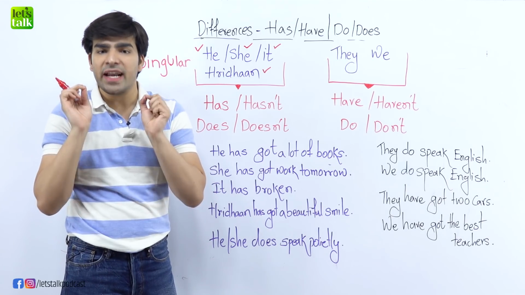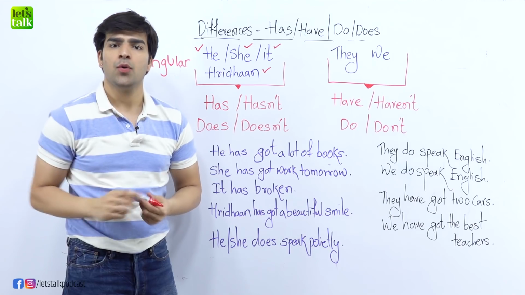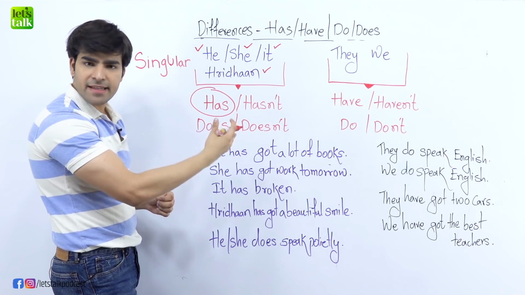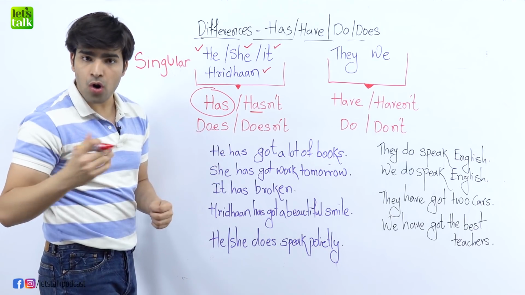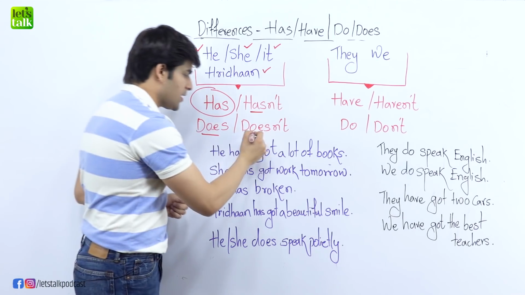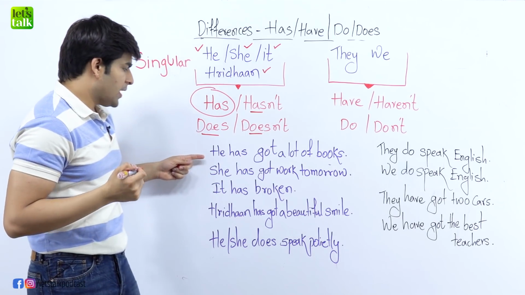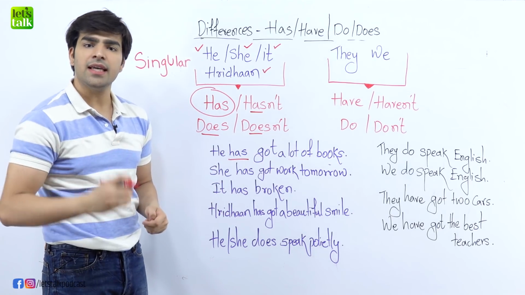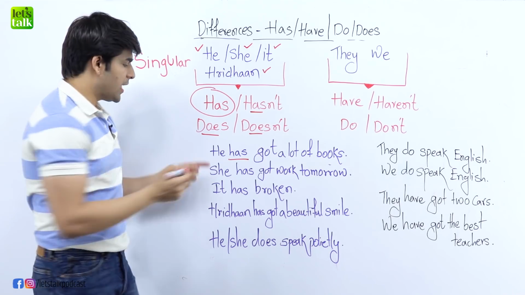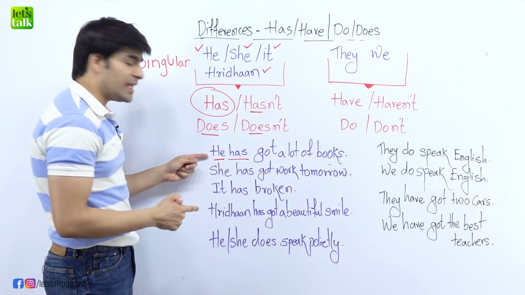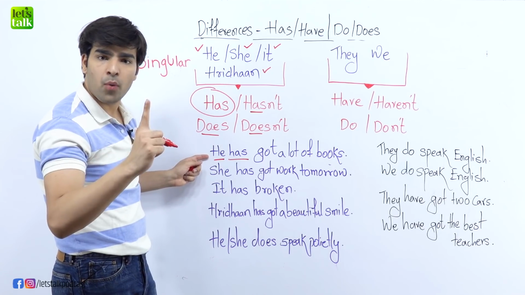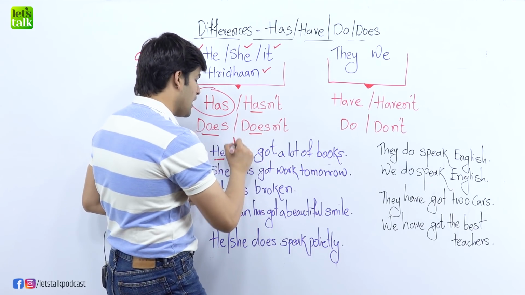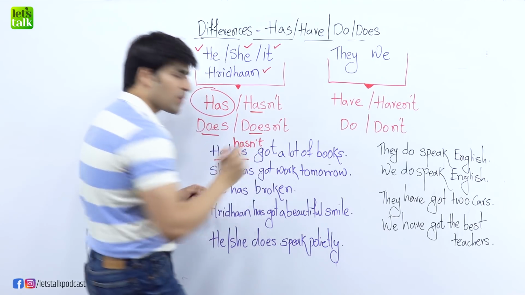Now, with singular things, anything on this planet, I'm giving you a very basic and easy rule. Anything on this planet that is singular, which means that is only one, we use with those words has and the negative of it, hasn't. Or we use does or doesn't. Let's see that in an example. Number one, he has got a lot of books. What is the negative of this? He hasn't got a lot of books. Has is singular and he is singular. With he, one boy, one thing, we use has, got a lot of books. Negative would be he hasn't got a lot of books.